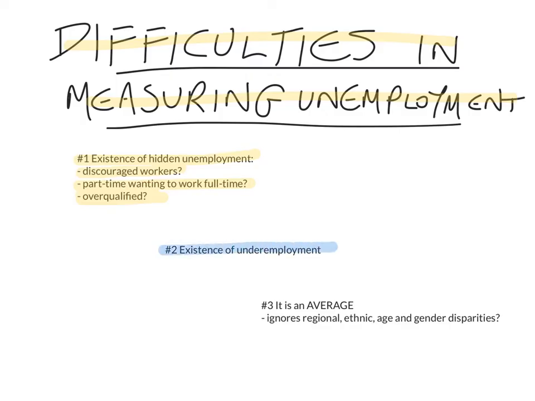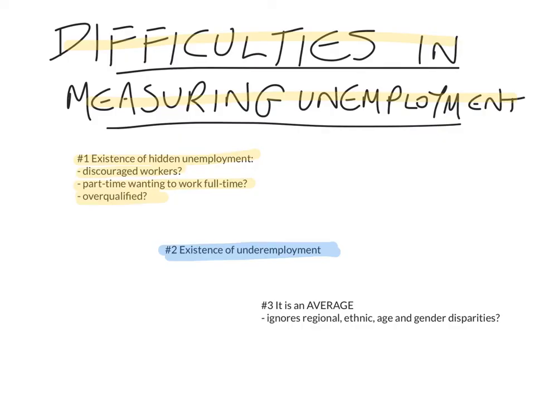The second problem is the existence of underemployment. Some people are underemployed. Maybe someone has a master's degree and they want to work as a full-time teacher, but they can only find a part-time teaching job. Okay, so they are underemployed. According to the definition of unemployment, they would actually be considered employed, not unemployed. But the unemployment rate doesn't account for people who are underemployed.